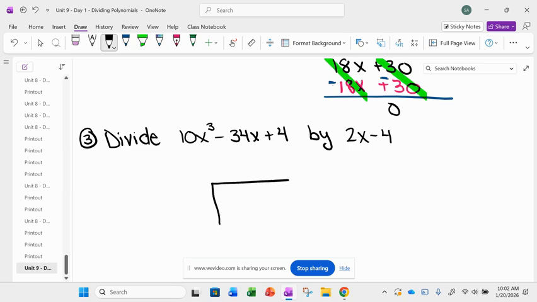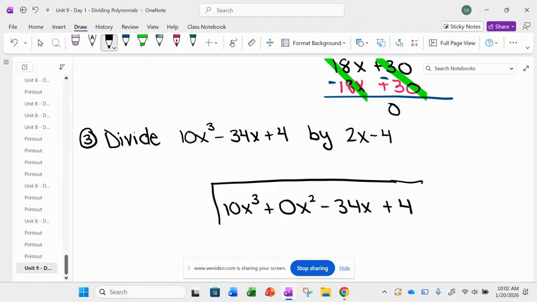So when I come to set up my division house, I have 10x to the third. I'm missing the second, the degree of 2. So I'm going to say plus 0x squared minus 34x plus 4. Now I'm going to check one more time. My highest degree is 3, and then I have every exponent after that down to my constant. I have a 3, a 2, a 1, and my constant, so I'm good to go there. And now the divisor is 2x minus 4. So we're going to divide again.